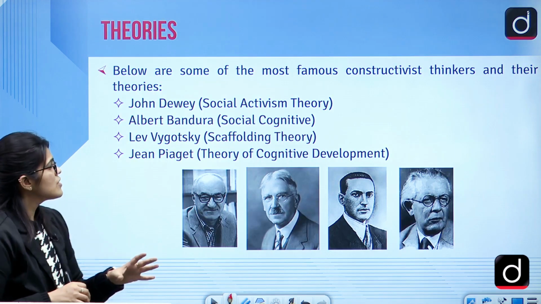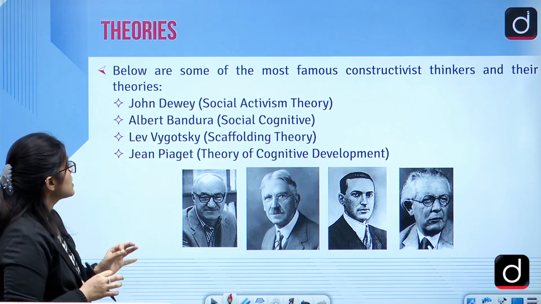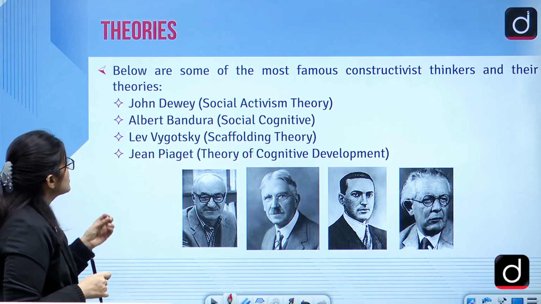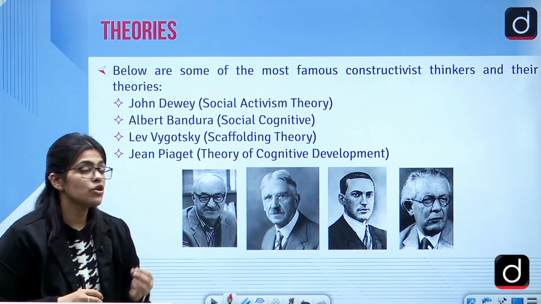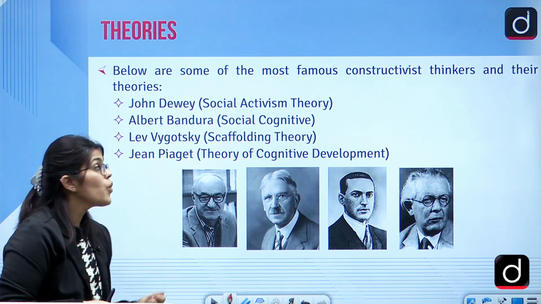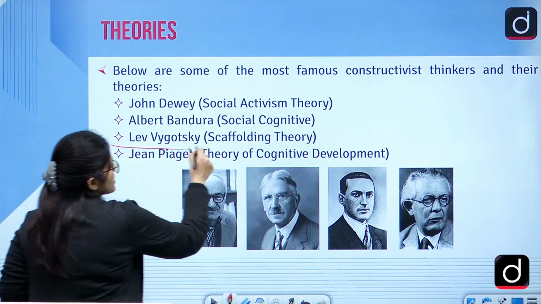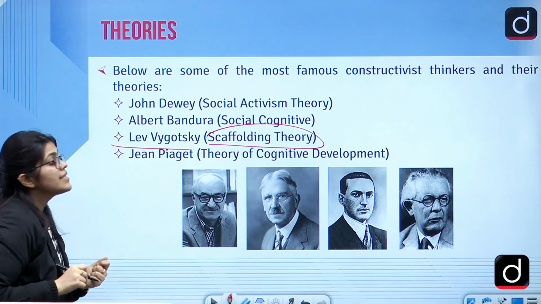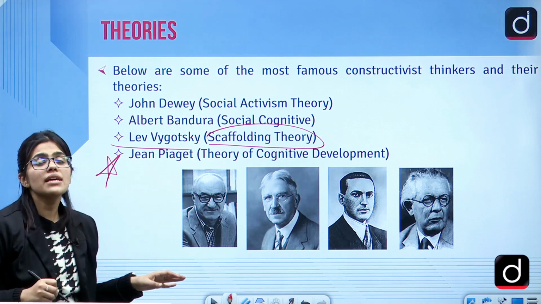Right, now this is your homework. I want you to read more about all these theories. So there is John Dewey. He talked about social activist theory. Then there is Albert Bandura. We talked about it, but search more. He talked about social cognitive theory. Then Lev Vygotsky, scaffolding theory, and then there is Jean Piaget, someone you cannot leave if you are giving your NET exam.